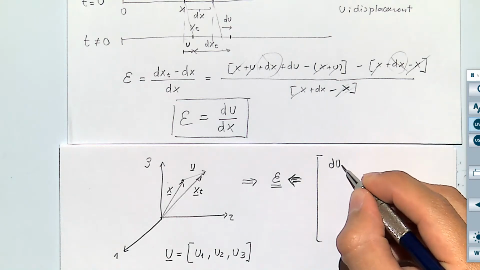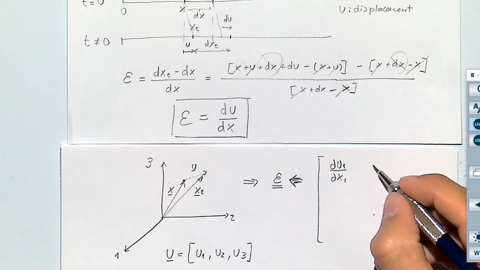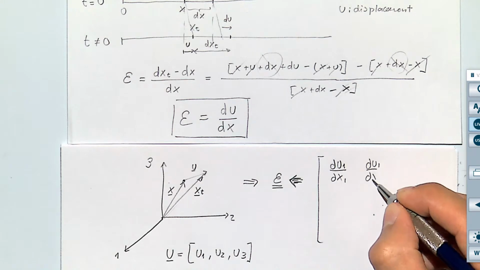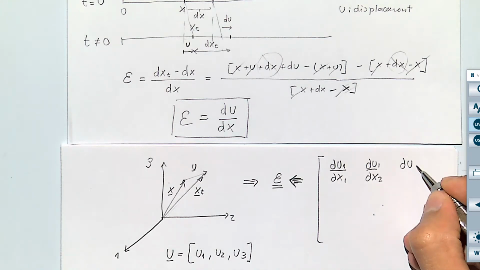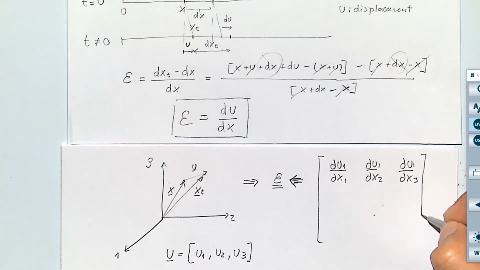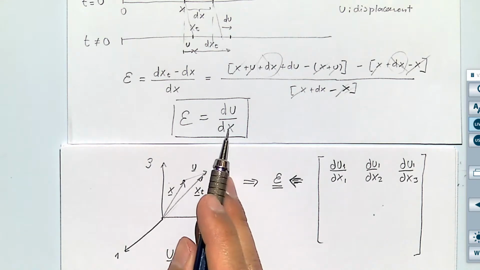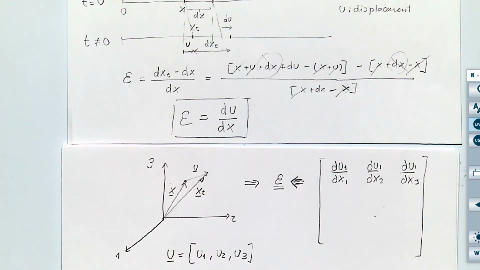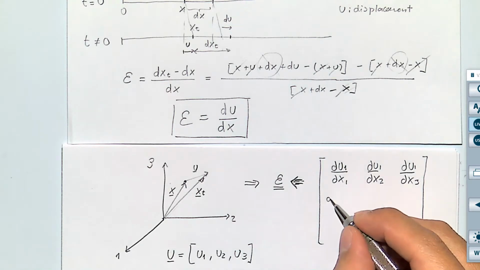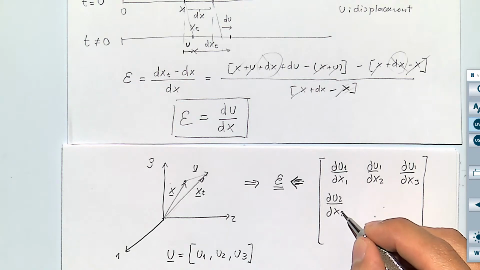the variation of displacement 1 in direction 1, variation of displacement 1 in direction 2, variation of displacement 1 in direction 3, and so on. So now, before we just had one change of displacement as a function of length or position, because we had 1 dimension. But now we have 3 displacements and 3 directions. So I need to consider all of those changes of displacements in all the directions.